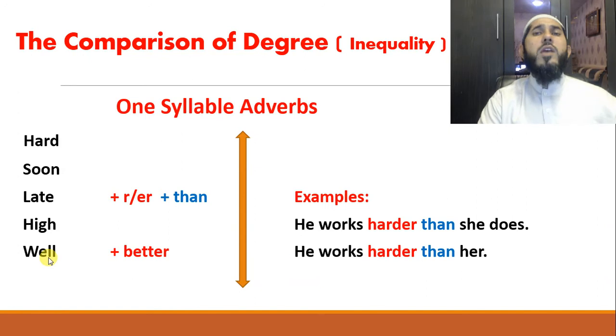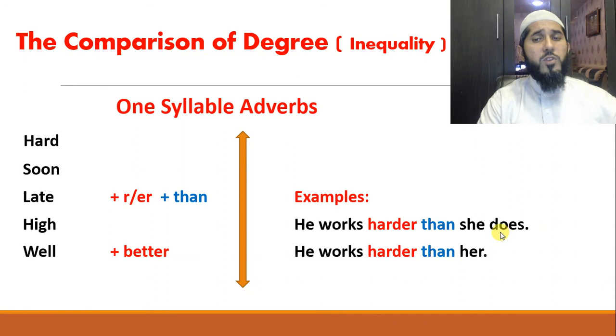And well is an irregular adverb. We cannot say weller. We cannot add ER, okay? So the comparative degree of well is better. And it's also the comparative degree of good, which is an adjective, okay? So this is how we use one syllable adverbs in our example. Look at this example. He works harder than she does. Okay, so it's more formal, but you can also say he works harder than her. You can just use an object here, a noun or object pronoun.